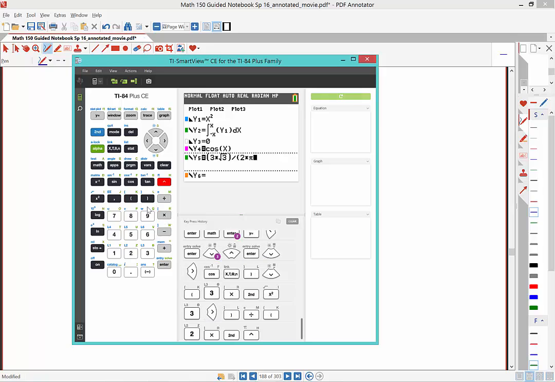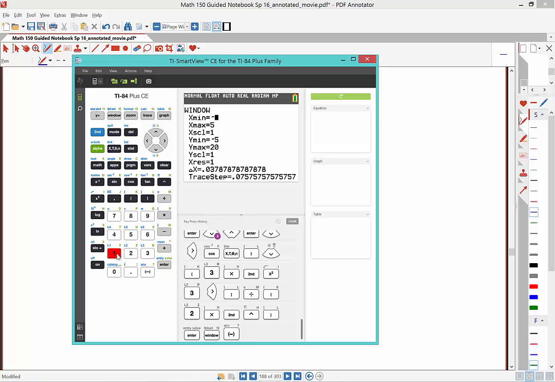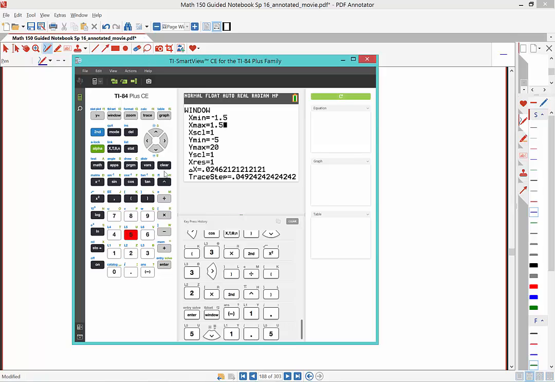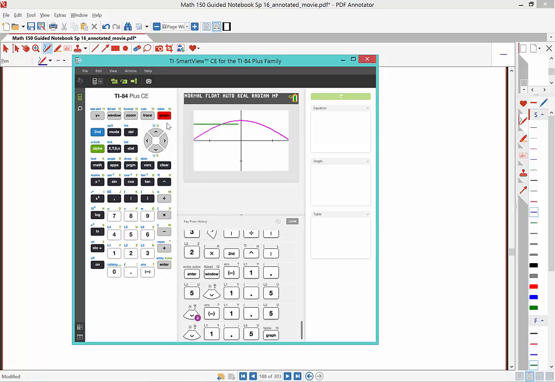And we'll graph. And actually, we're just on negative pi over 3 to pi over 3. So why don't we just do our window from negative 1.5 to 1.5. And then for our y values, we'll do the same, negative 1.5 to 1.5. And graph. Okay, so we've got a symmetric graph here, so we really only need to find the intersect for one of them. So let's go to second, calculate intersect, which is 5.